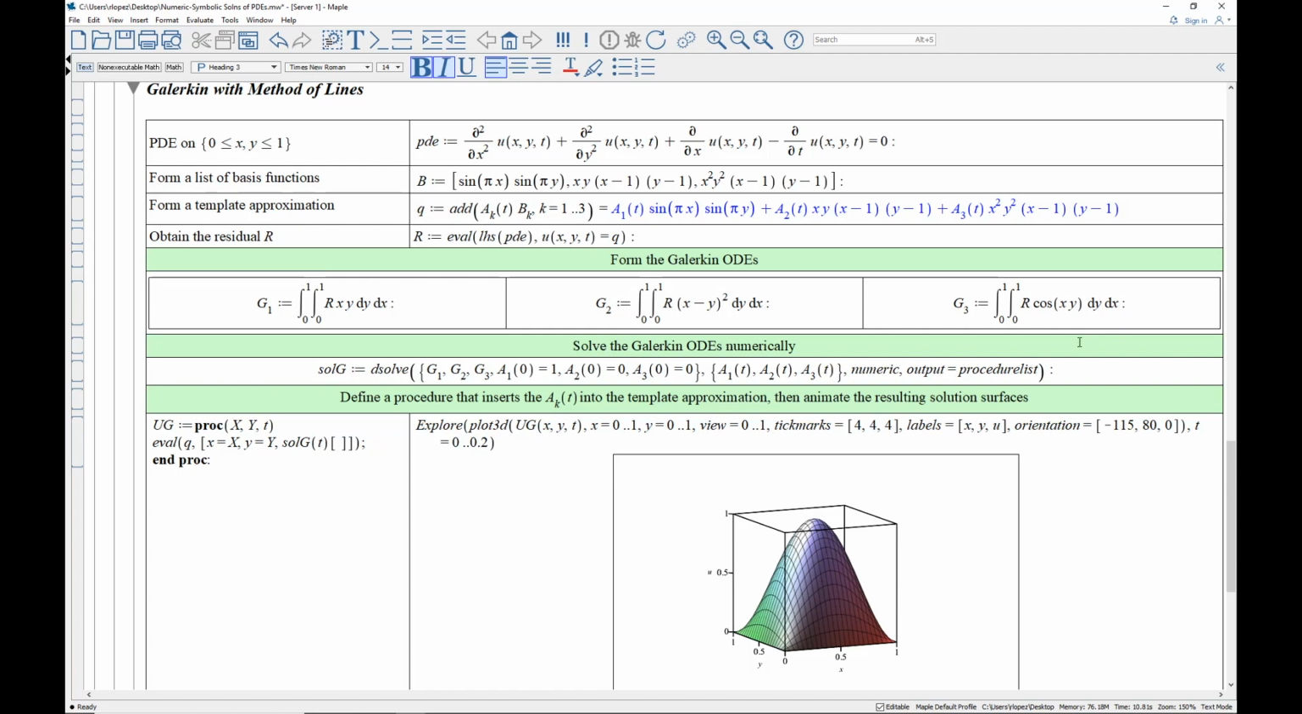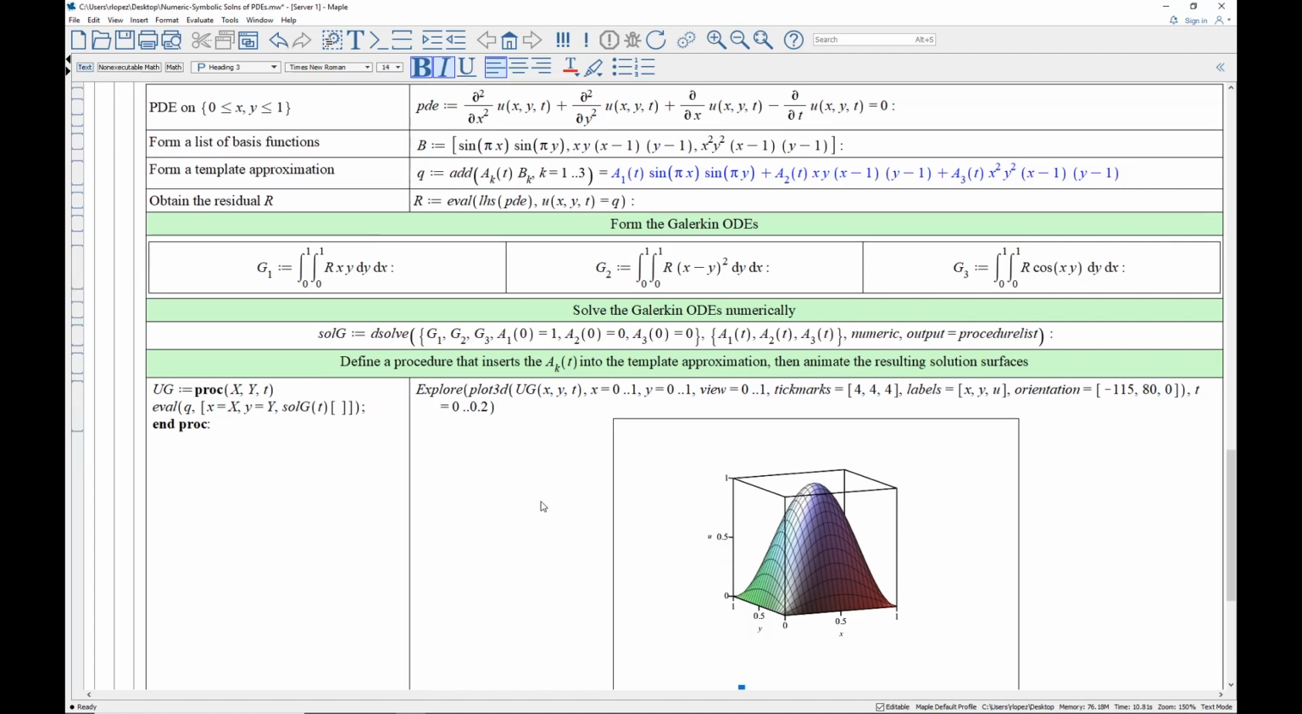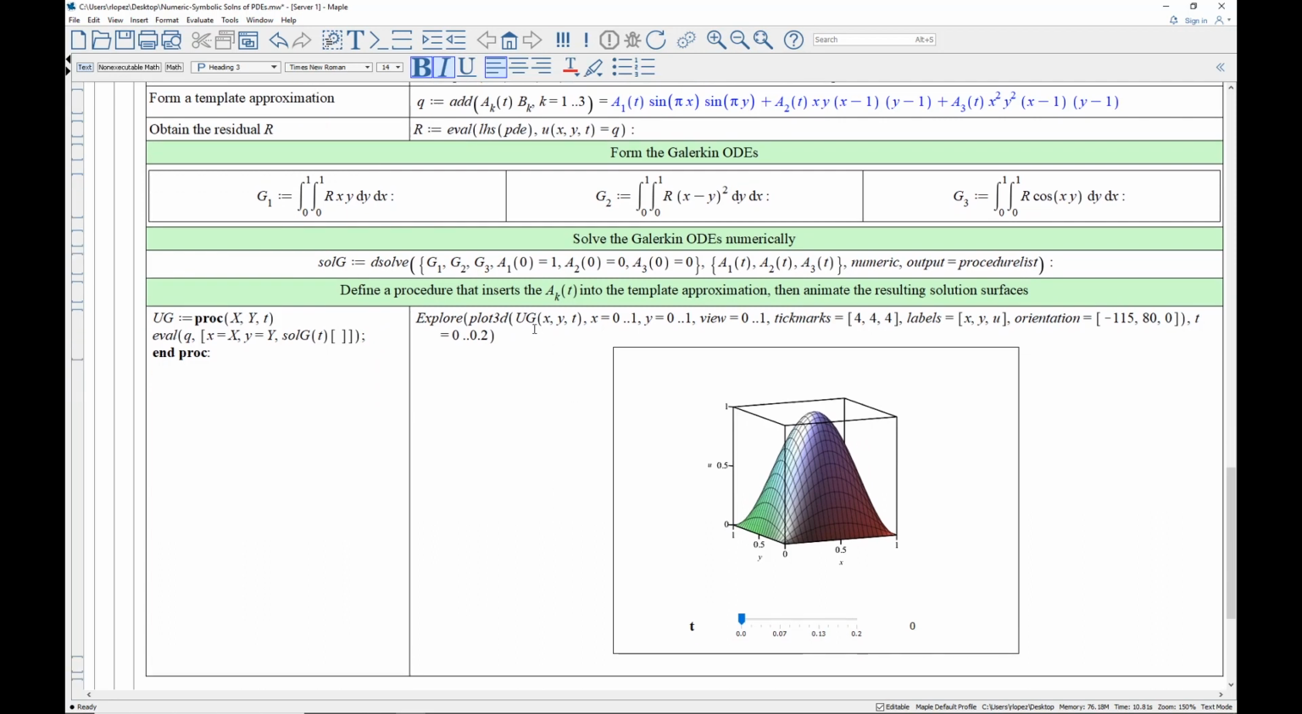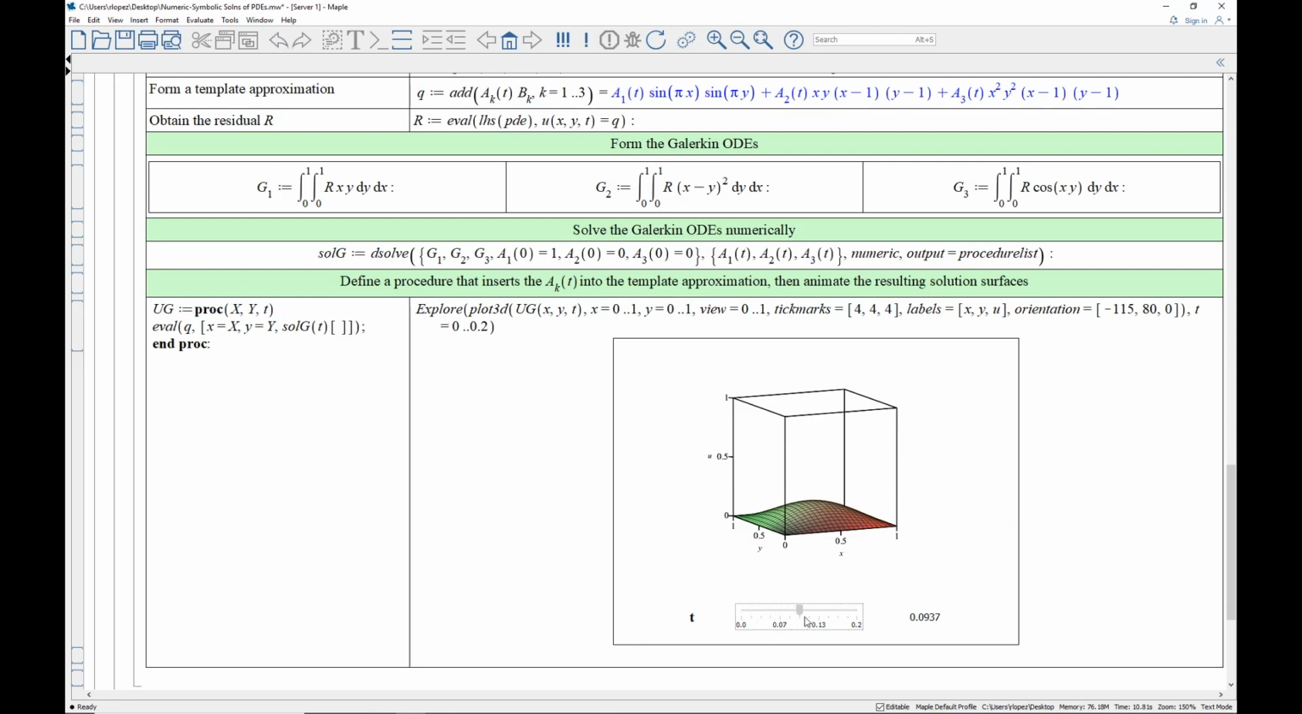So you have 3 differential equations, the same initial data. Transfer those procedures generated by Maple's numeric dsolve to the template so that you get a function of x, y, and t, and do an explore on that plot3d of that solution, and it again behaves the way it should. Temperature goes to 0 as time increases.